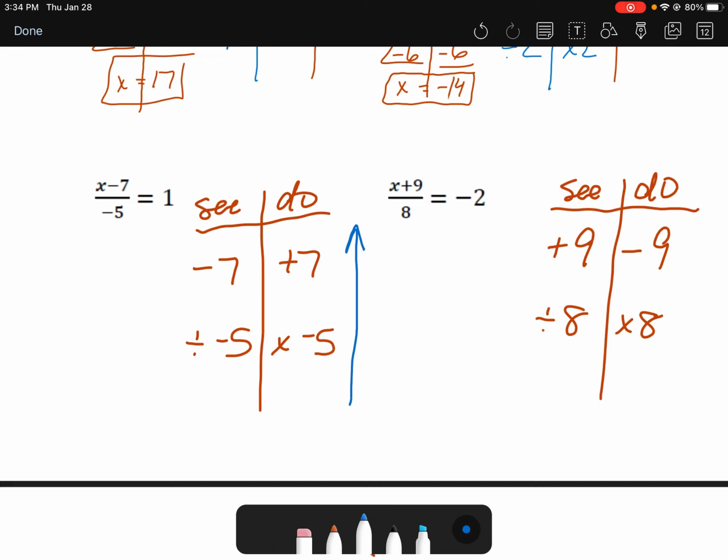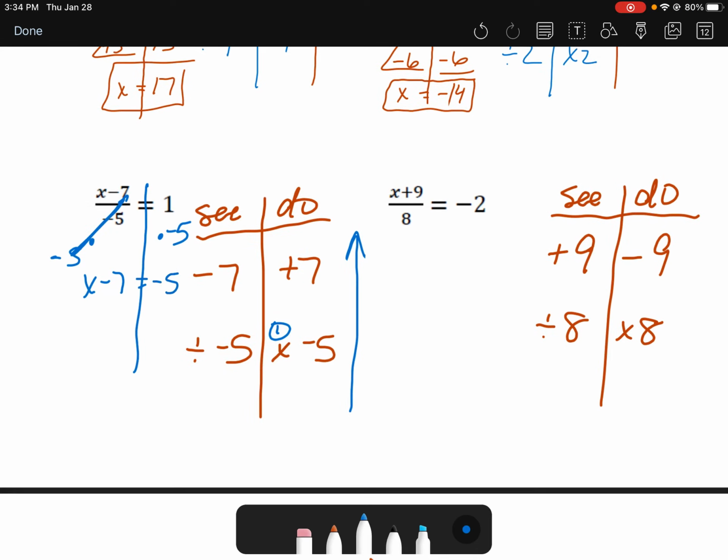All right, so we're going up this way when solving. So my first step would be to multiply both sides by -5. Canceling these two out, I have x minus 7 is equal to 1 times -5, or just -5. Step 2 says I need to add 7 to both sides. Canceling these two out because -7 and +7 are inverses, giving me x is equal to -5 plus 7, or 2.